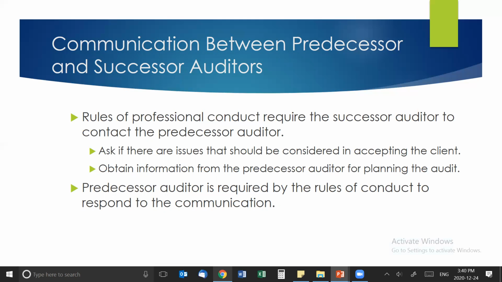So if the 2019 numbers were audited by somebody else, you want to obtain their working paper files to determine if that audit was done sufficiently and enough evidence was obtained for you to be able to rely on those numbers. The predecessor auditor is required by the rules in the CAS standards to respond to this communication. So if they're mad that they got fired as an auditor and a new auditor has taken over, they can't not give them any of this information. They have to do it because it's part of the rules.